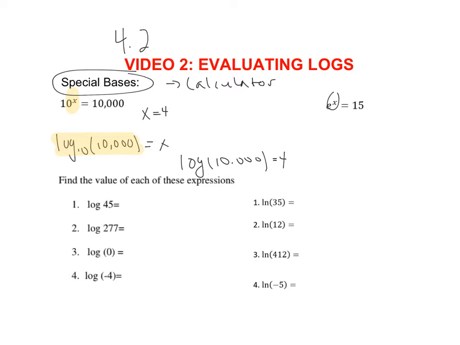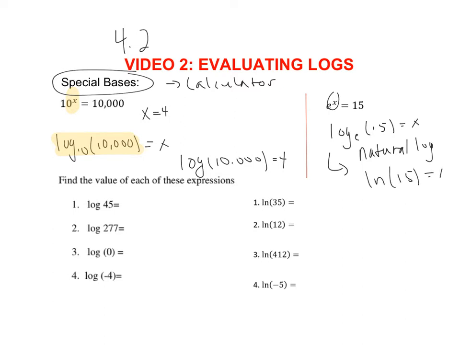Similarly, we can do that with e to the x. If I were to switch this to logarithmic form, it would be written as log base e of 15 equals x. So it's saying, what do I take e to get 15? It's this x number. And this is another special logarithm called the natural log, and we write ln of 15 equals x.